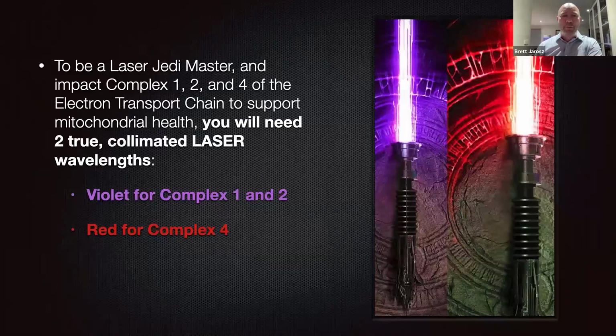So to be a laser Jedi master and impact complex 1, 2, and 4 of the electron transport chain, you will need 2 true collimated laser wavelengths. Now, I just want to emphasize one point about collimated laser wavelengths. We saw it before when I just chucked that over here on me. As we can see with those beams, if I get that further away, the beam gets a bit longer. Those beams of light are collimated.